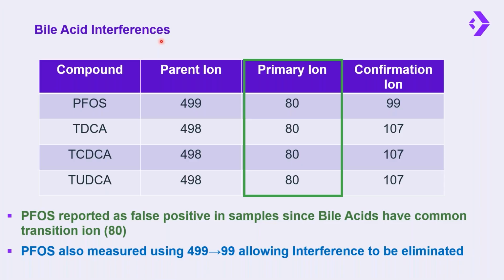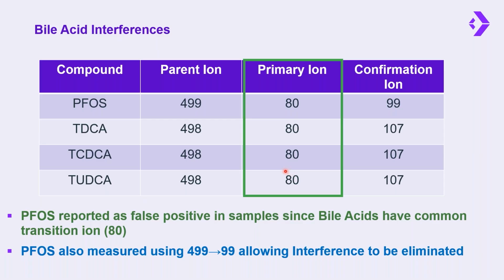And just to expand a little bit more on these bile acid interferences, it's important to understand that some of the more complex matrices can result in suppression or enhancement of PFAS signals. And we're aware of these known bile acid interferences with PFOS. And you can see that these bile acids share the same primary ion with PFOS.